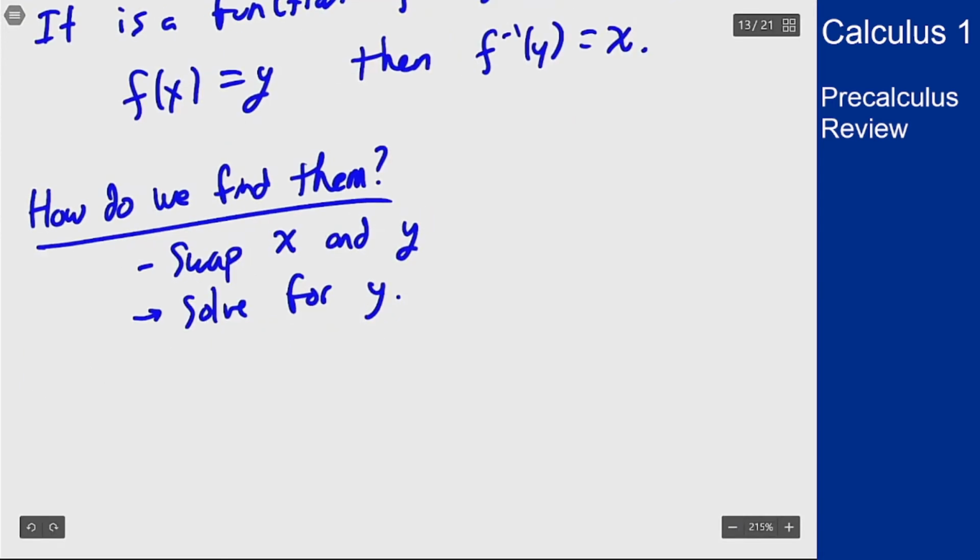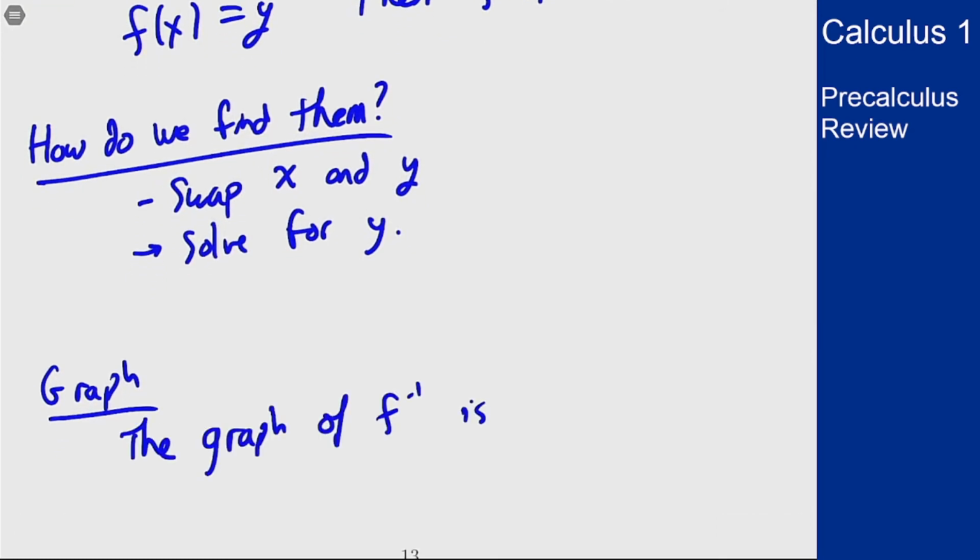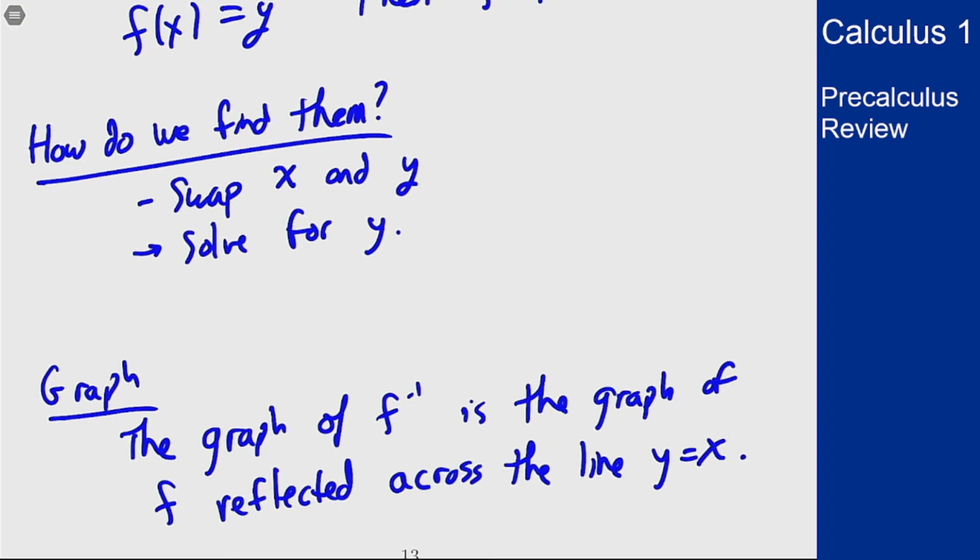In terms of the graph, if you try to draw this out and look at what you're looking at here, you're basically swapping the values of x and y in the graph. So what that means is that the graph of f inverse is the graph of f reflected across the line y equals x. Because that's what happens when you swap the two variables, you swap x and y, you flip over the line y equals x.